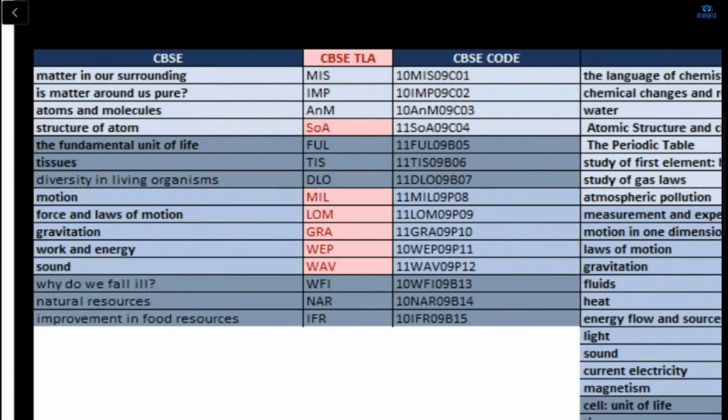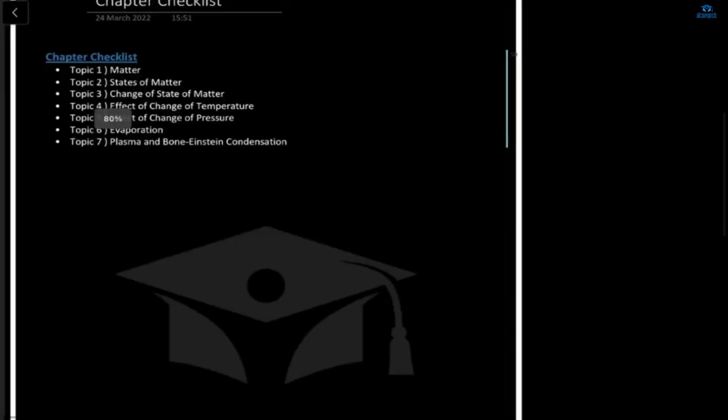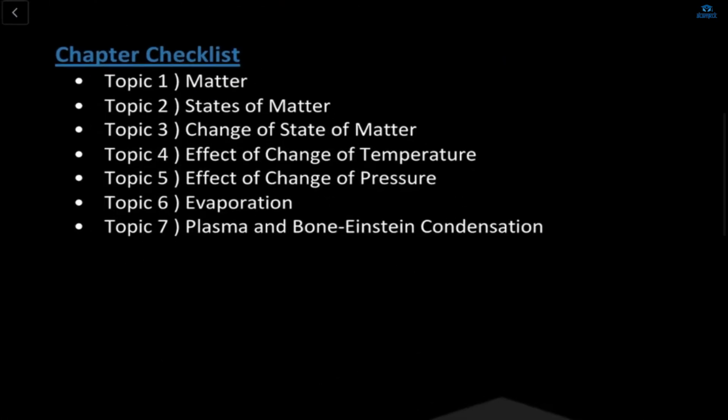So, the first chapter of chemistry is Matter in Our Surroundings, and this is the code of the chapter. Now we will be starting. There are a total of seven topics in this chapter. This is the chapter checklist.